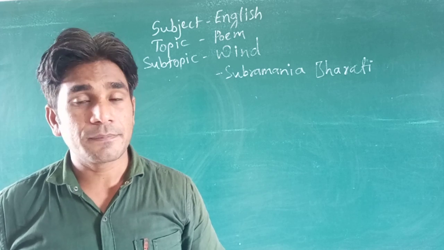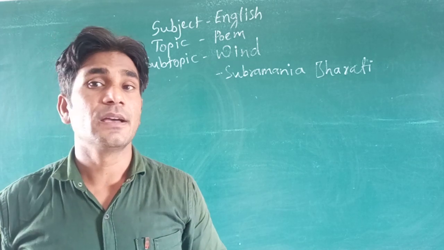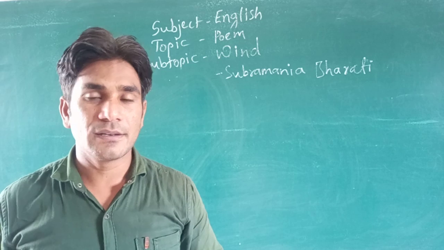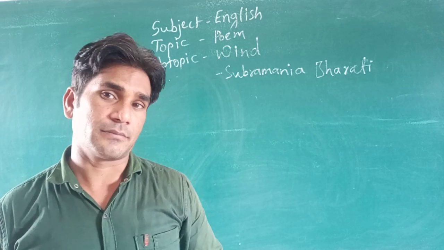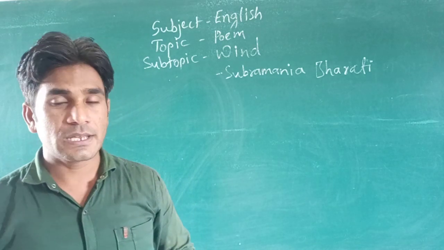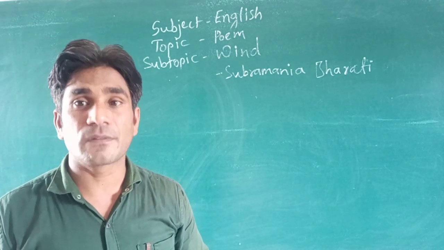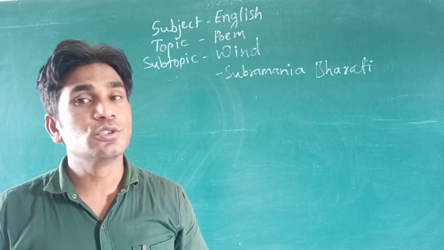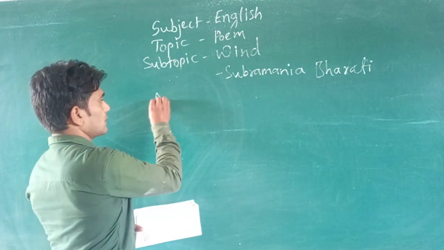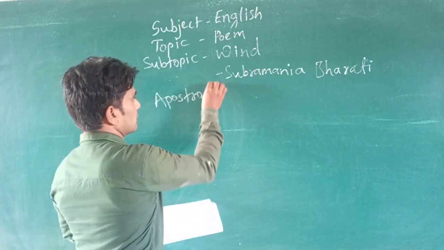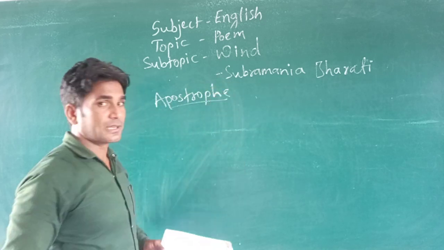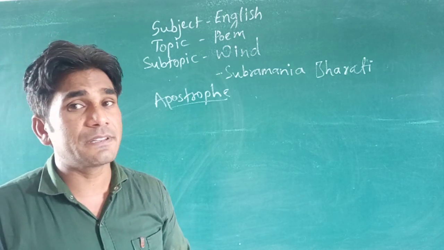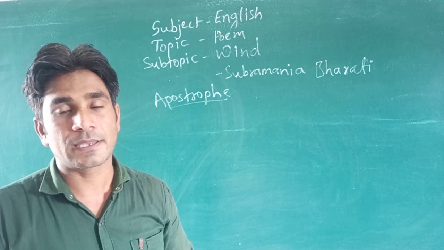In the beginning there is apostrophe, the figure of speech, as we have seen. Apostrophe is when someone, or any abstract idea, is addressed as a human being, as if they were present there. So here in this poem, apostrophe is prominently used. To get more information about it, go through the videos that we have done in our previous classes where we dealt with the figures of speech.